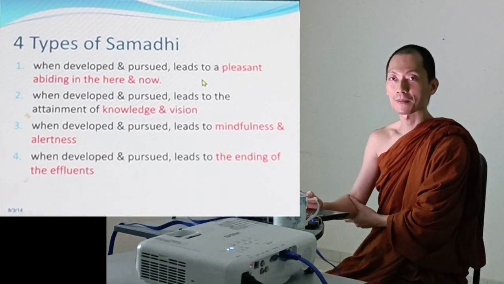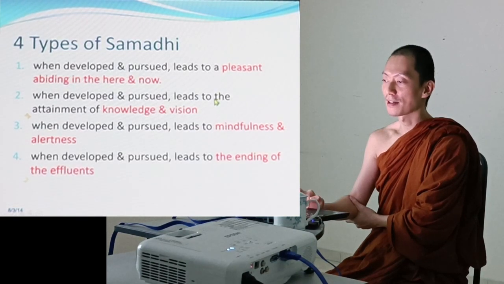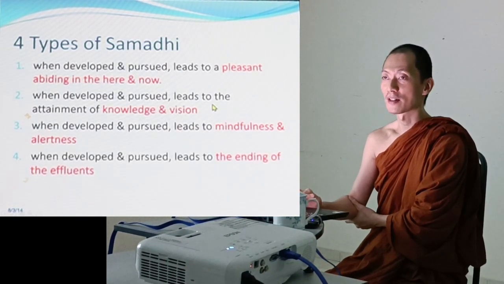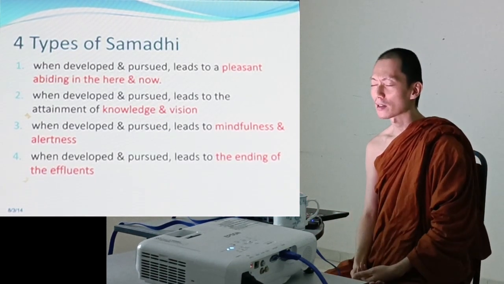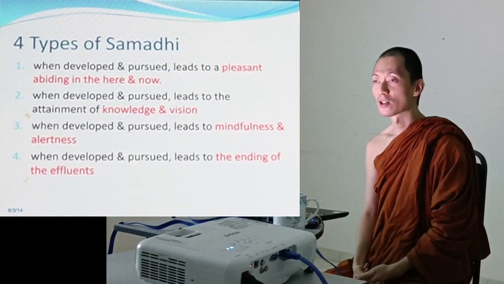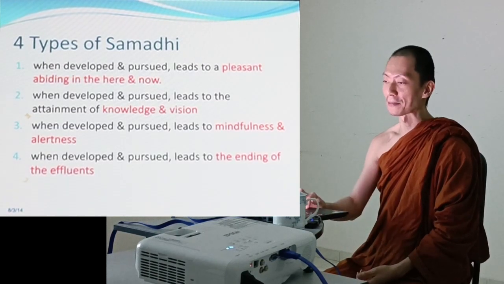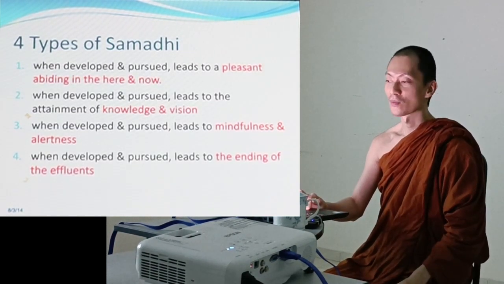Is the jhanas. And then the second kind, knowledge and vision, is the nimittas. Some people say, oh, meditate, must see light, then it's jhanas. So actually the seeing light is actually this one. It's another kind of samadhi. It's having knowledge and vision.